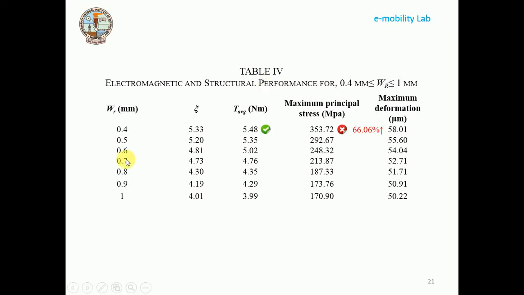For 0.4 mm, you can see the torque is very good, around 5.5 Newton meter. But what is the stress limit? I told you 213 megapascal, which should not be exceeded, by taking a safety factor of 1.5, but we have a 350 megapascal stress here. Because of the small width of the rib, the rotor is not mechanically robust, and I can say it is not mechanically reliable.